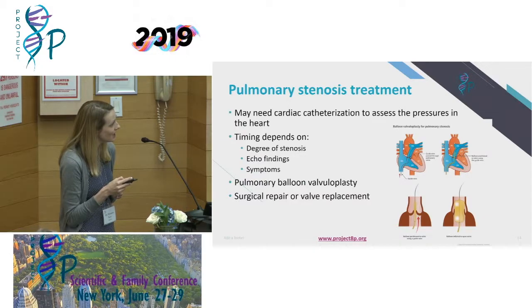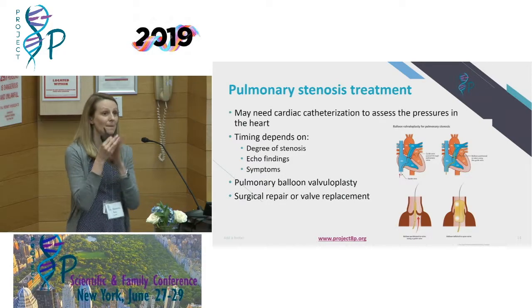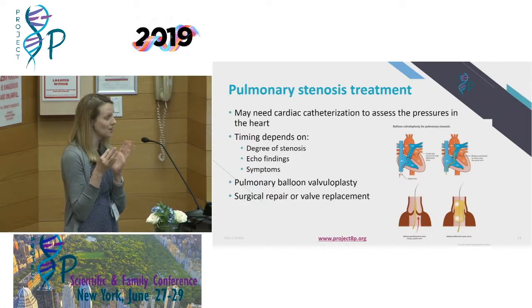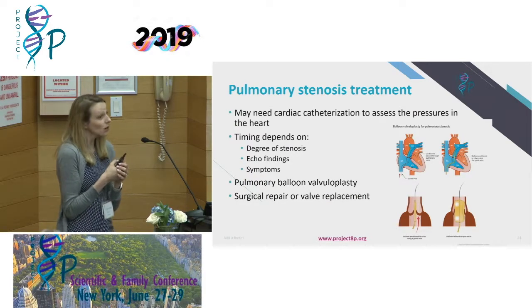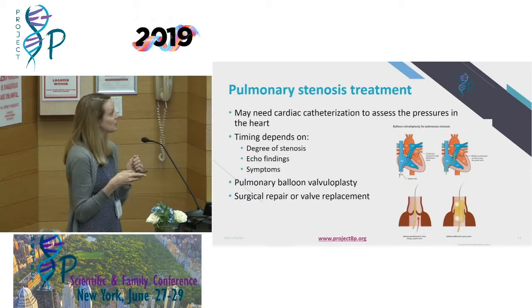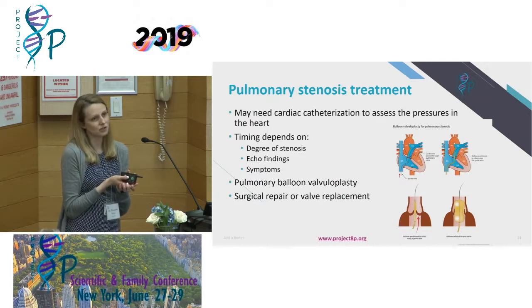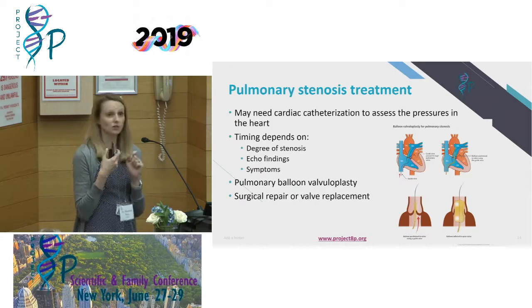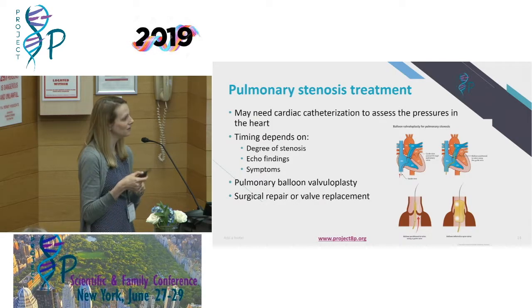As you can see here, you put a wire across the valve with a deflated balloon, and then we can inflate the balloon to try to pop open the valve to allow it to open more and to allow the blood to flow more easily. If that doesn't work, or if that's not an option for whatever reason, there are surgical options to repair this as well, where we can either go in and try to fix the valve or replace it with an artificial valve.